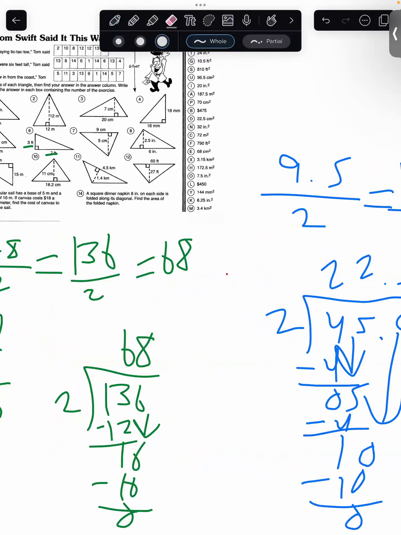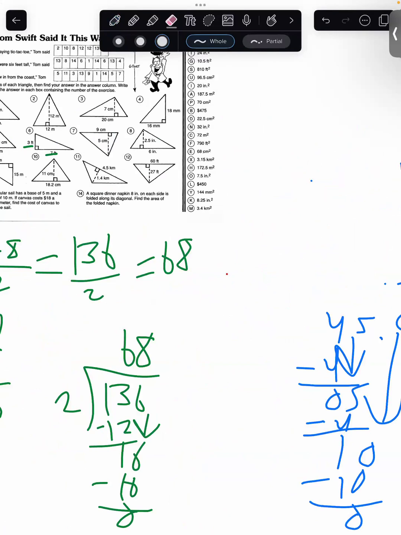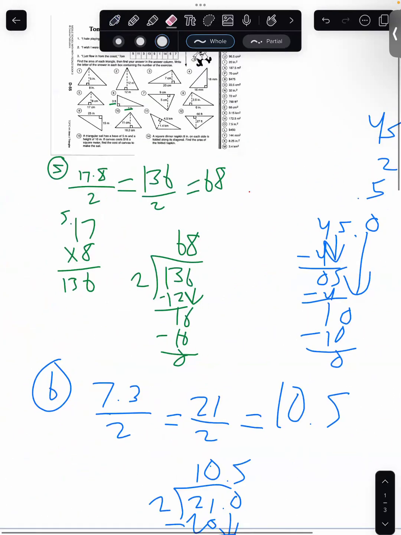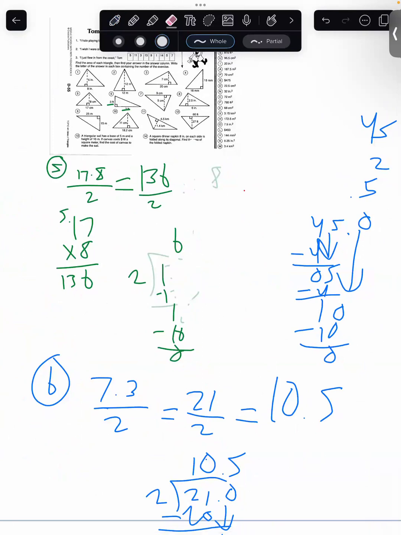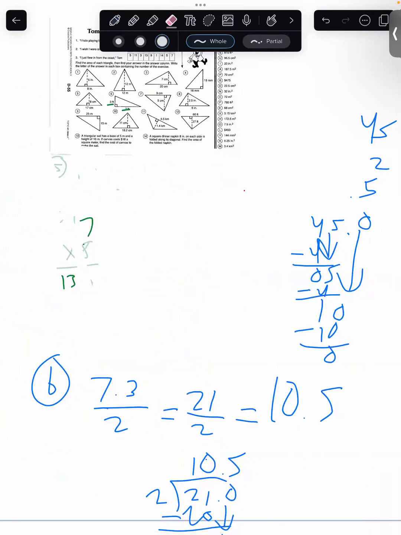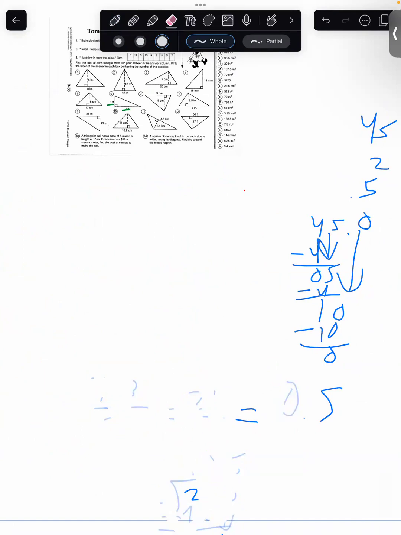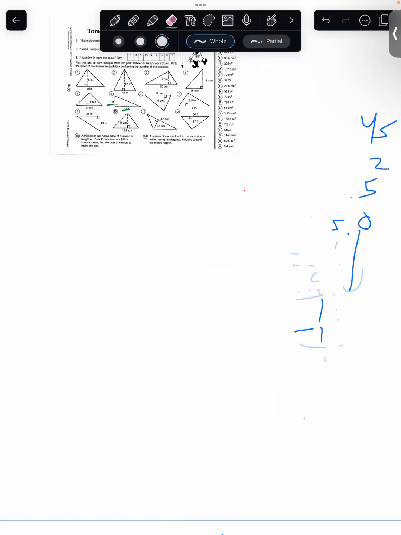All right, number 8. I can already look at this and know the answer is 7.5 because I could take the 6, I could divide the 6 by 2 and get 3, right? So then 3 times 2.5 is 7.5. All right, so let's go ahead and get it erased.